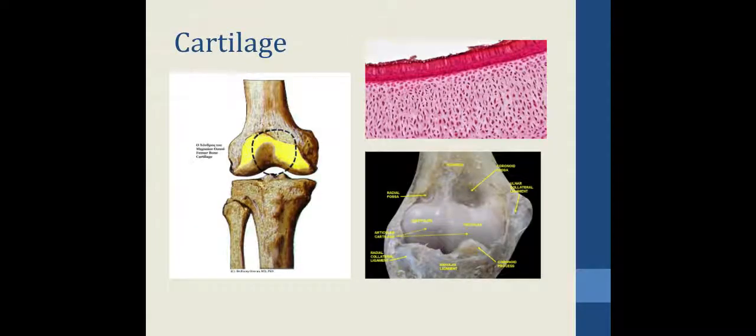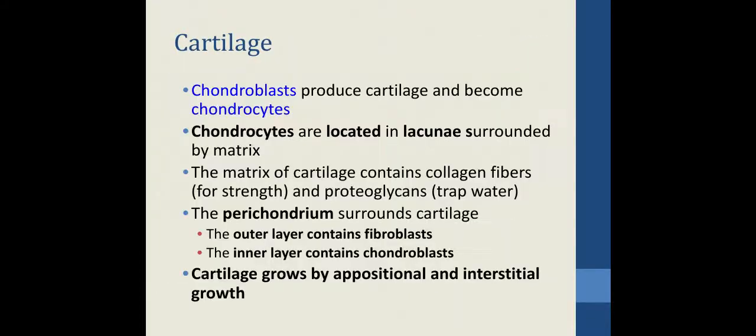Let's first talk about cartilage. I know we talked about it a little bit, and you did in lab as well when you talked about connective tissue types. But let's dive in a little more. We've got our chondroblasts, which produce cartilage, and those chondroblasts are going to become chondrocytes. Chondrocytes are located in lacunae, surrounded by the matrix. And I like to think of that lacunae as almost like a little hammock where the cell is going to be hanging out and it's surrounding the cell. Maybe that's not a great analogy, but it's the only one that works for my brain.